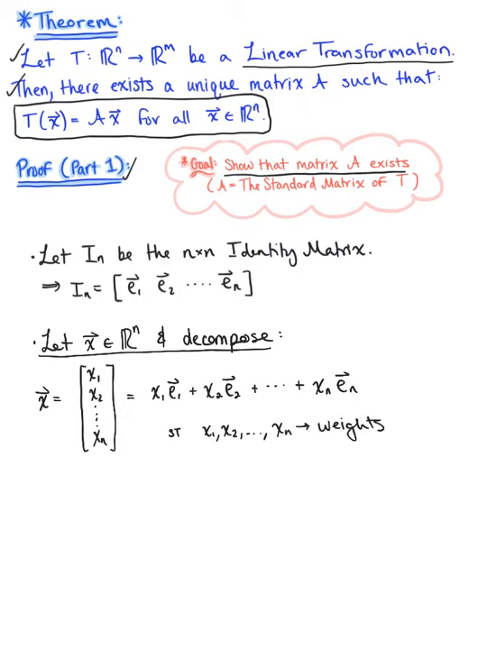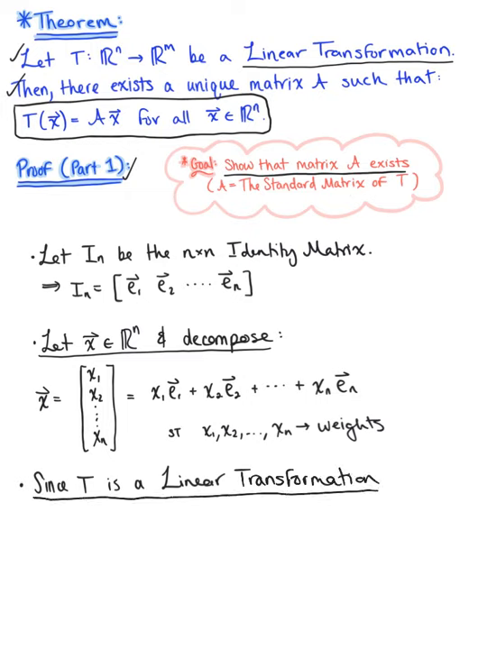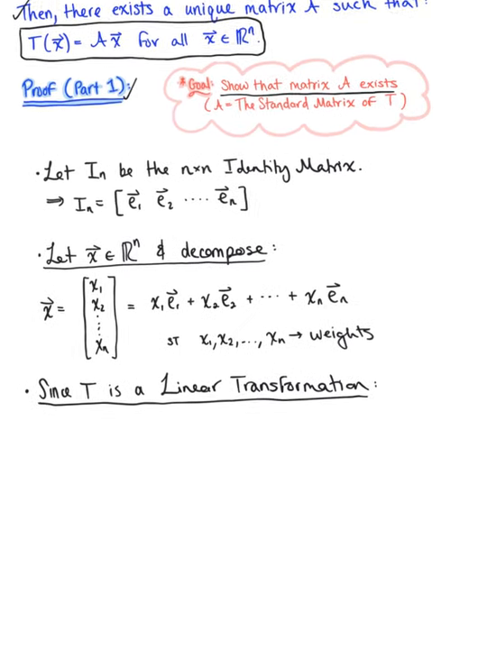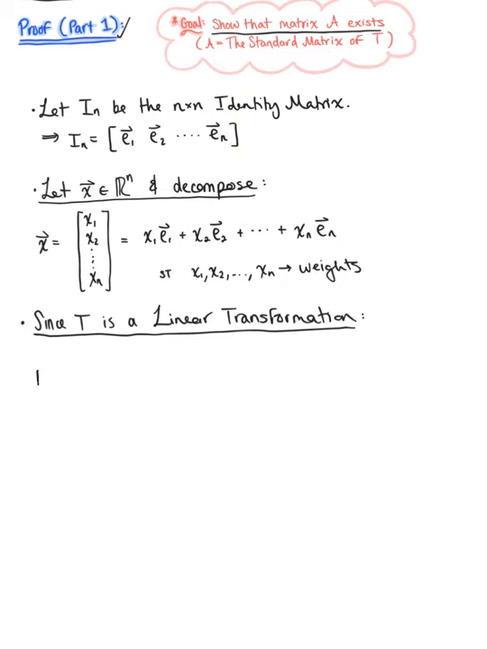Now that we have rewritten vector x as a linear combination of these elementary vectors, we want to use this form to rewrite the image of vector x under the action of T. Since T is a linear transformation, we know from the definition that T preserves the operations of vector addition and scalar multiplication. So we take the image of vector x under the action of T, and using the decomposition of vector x, x sub 1 times e sub 1 plus x sub 2 times e sub 2, all the way up to x sub n times the elementary vector e sub n.